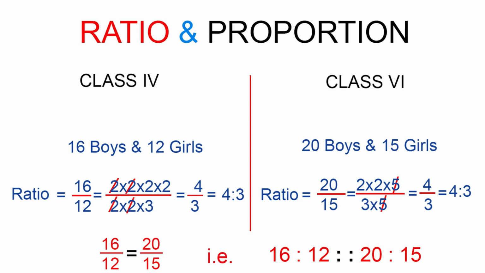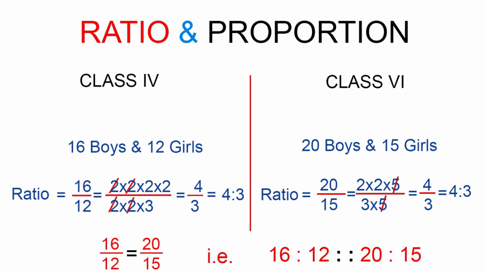Again, let's take an example. There are 20 boys and 15 girls from class 6. The ratio of 20 boys and 15 girls in fraction form: 20 can be factorized as 2 into 2 into 5, and 15 in the denominator can be factorized as 3 into 5, where the common 5 from the numerator and denominator are cancelled, and by calculation the ratio here comes to 4:3.